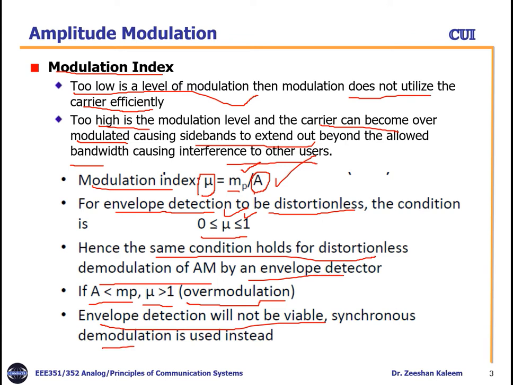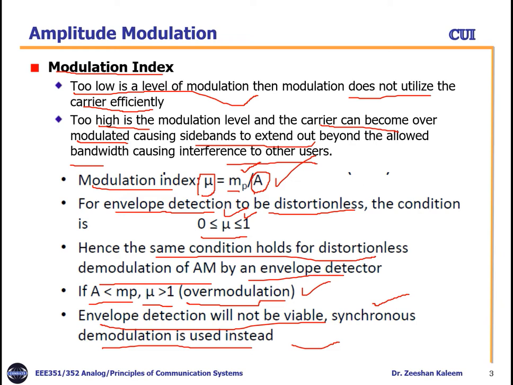What does it mean if we have a signal which is over modulated? In this case we can't use envelope detection. Why? Because, as I already discussed, if this condition is not met, then we can't implement envelope detection for the demodulation of a signal. In this case, we will move to synchronous demodulation. What is synchronous demodulation? Here, we need to independently generate the carrier at the receiver side. So this is called synchronous demodulation. Let's move further.